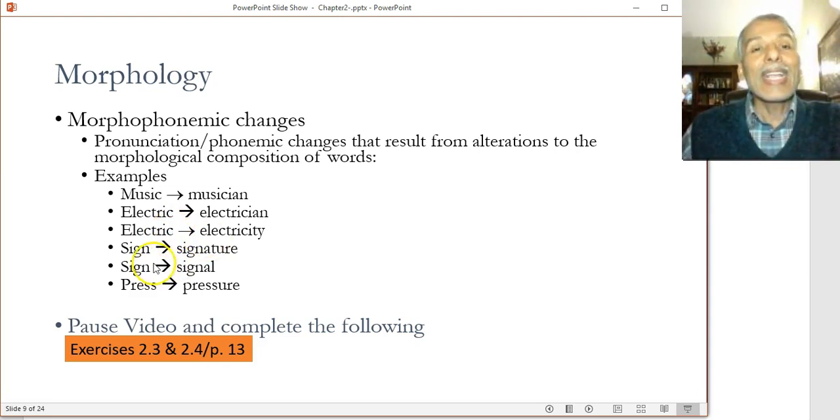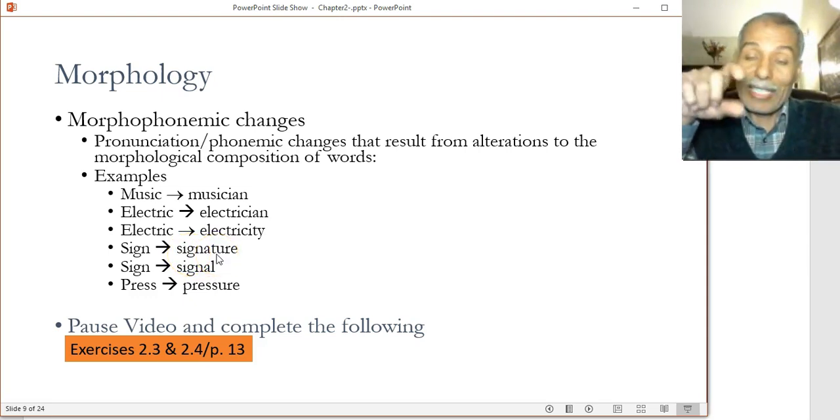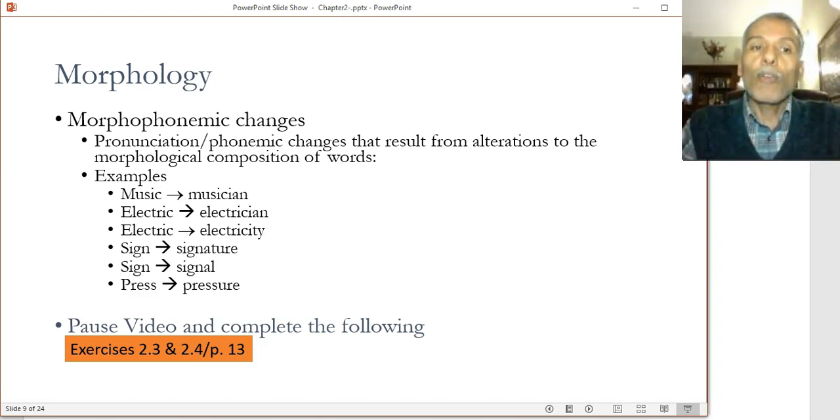Electric again. And if you say city, electricity. So electricity, then the k is changed into s. Sign. There is no g. You just say sign. But once you add ature, signature, then the g will be pronounced, because now the phonetic composition of the word changed as a result of the morphological changes. Again, these are morphophonemic changes. And the same for press. When you say press and add ure, it will become pressure.